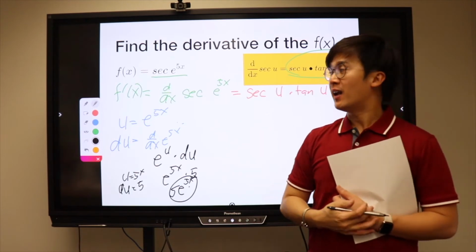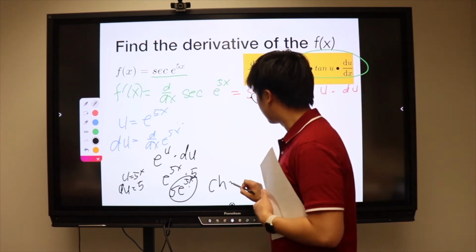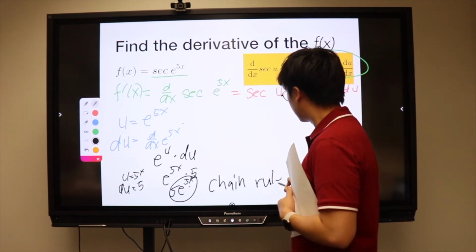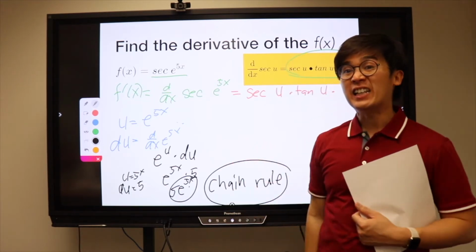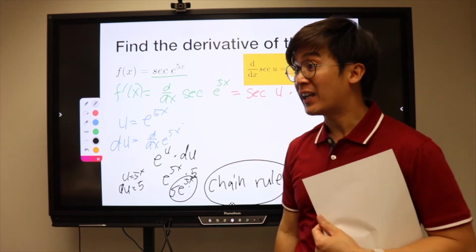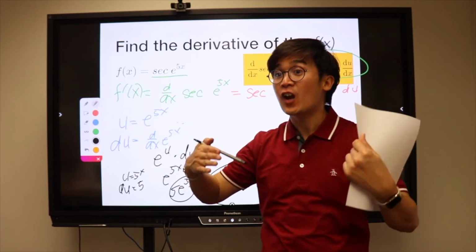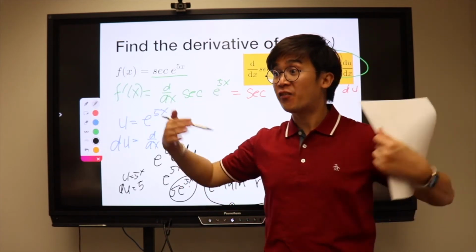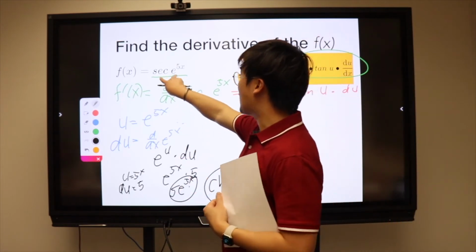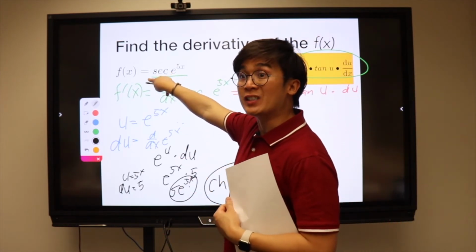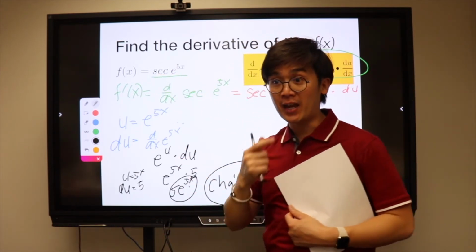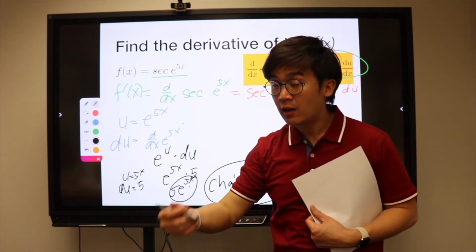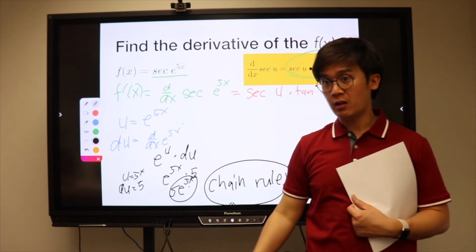What you just did is the idea of a chain rule. The chain rule is taking an f of g of x, a function inside a function. And what is the function inside the function? Your main function is the secant. Your second function is e to the 5x. This is the chain rule that you're working on.